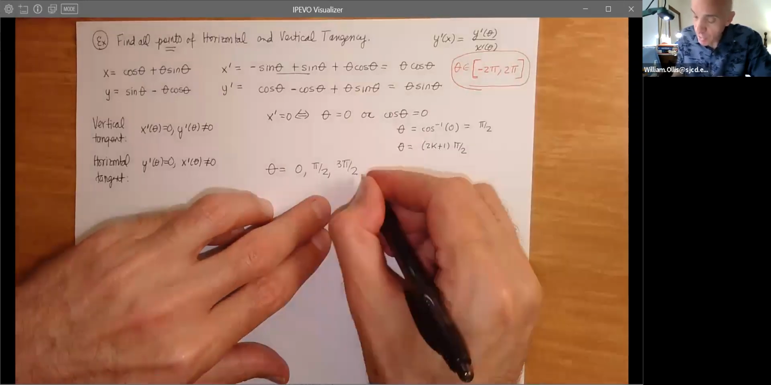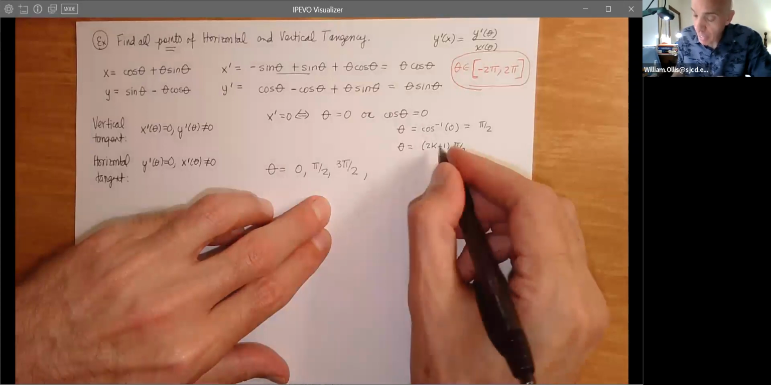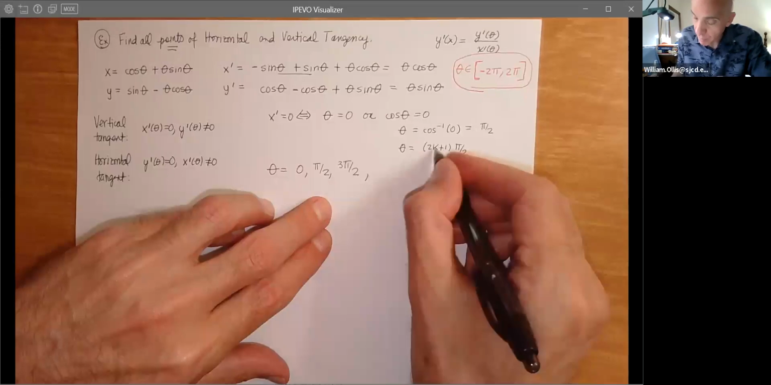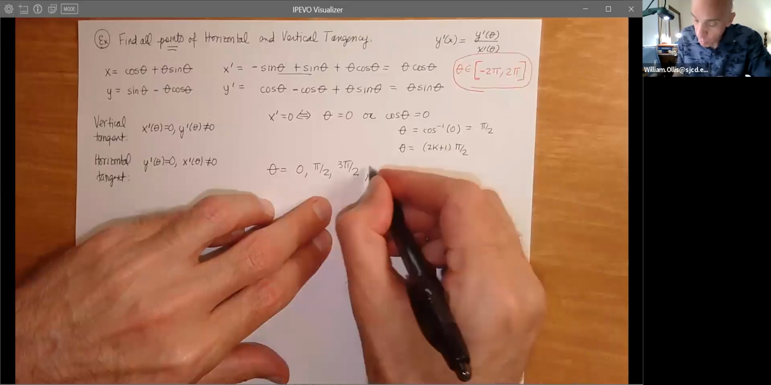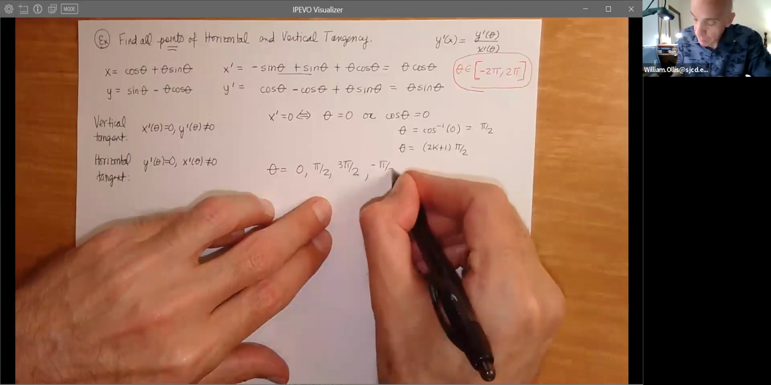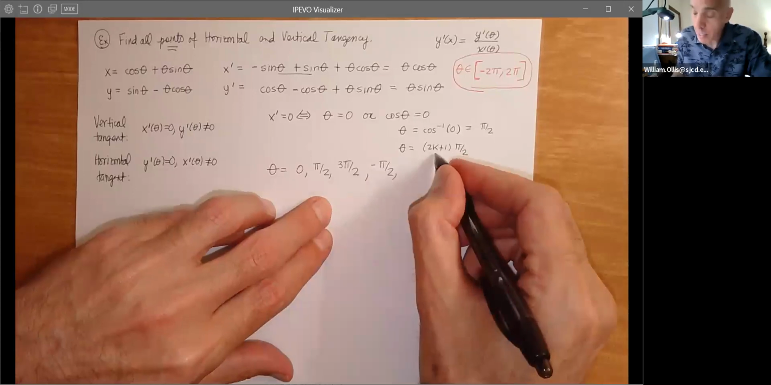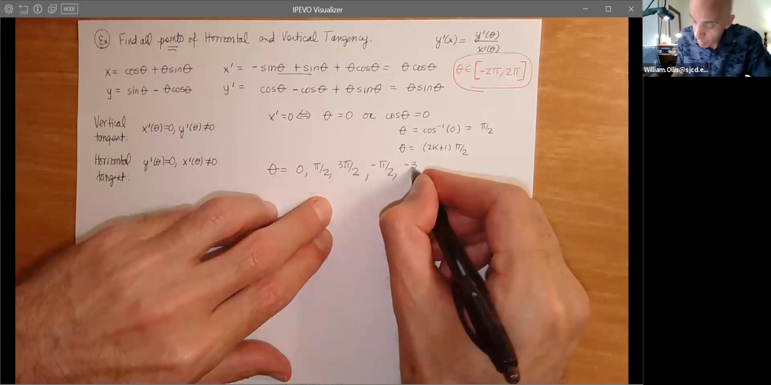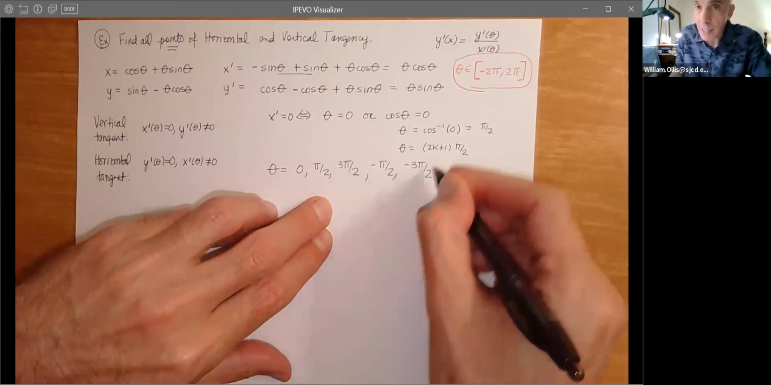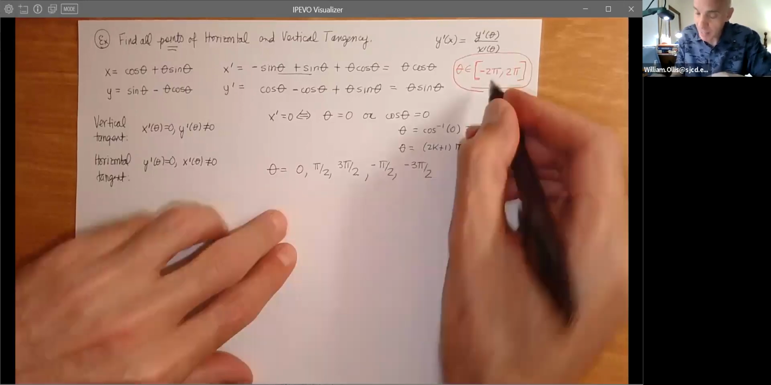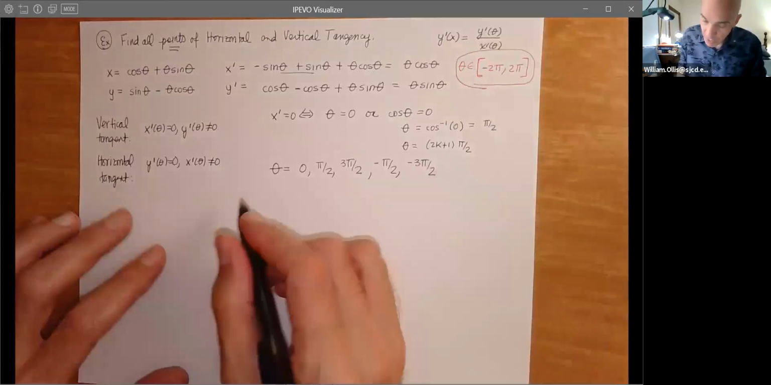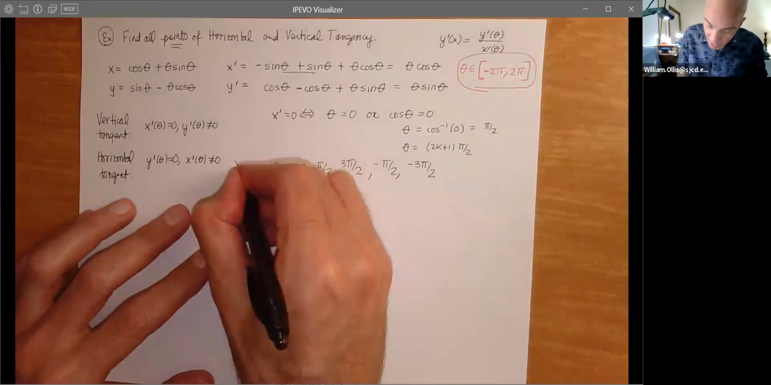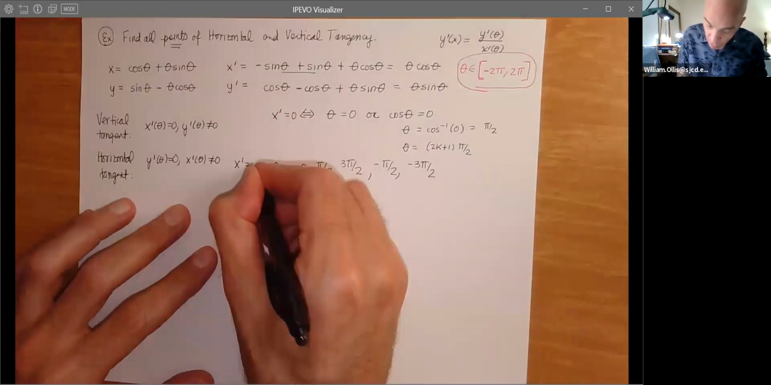So now let's just do the negative. When k is negative 1, we get negative 2 plus 1, so negative pi over 2. And when k is equal to negative 2, we get negative 3 pi over 2. And then, of course, we stop, because if we go any further, we're less than negative 2 pi. So that's it for that. This is where we're getting x prime equals 0 right here.